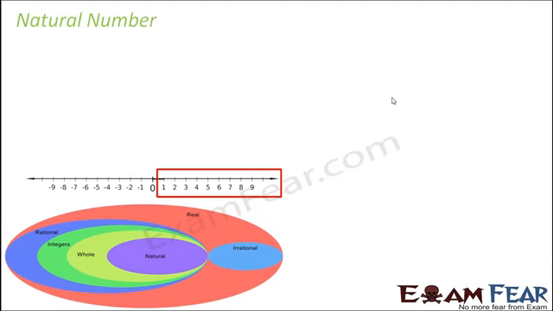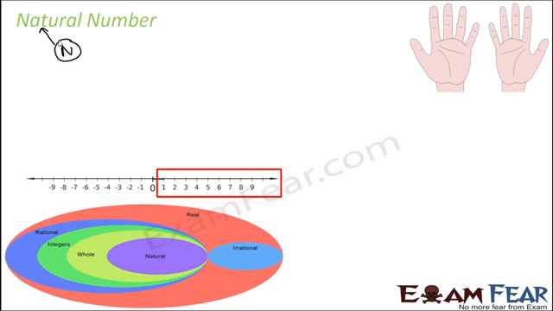So let's talk about natural numbers. See, natural number is denoted by N. N for natural number. And they can be counted on fingers. Actually, you can count them on fingers. It is 1, 2, 3, 4, 5, 6, 7, 8, 9, 10, 11, 12. These kinds of numbers are called natural numbers, starting from 1 to infinity. You can actually count them on fingers.